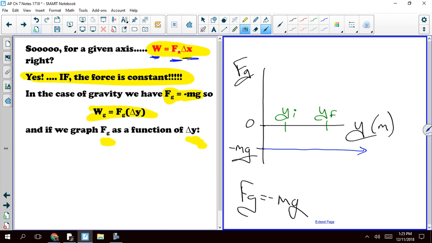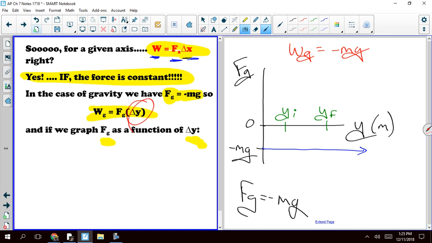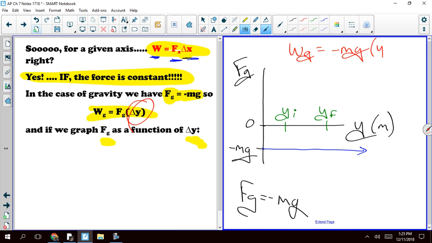So let's take a look at this. What we know is this. Let me do this in red. The work done by gravity should be equal to the force of gravity, which is negative mg, times our vertical displacement, which is y final minus y initial, right? So that's negative mg times (y final minus y initial). It's this area, right?